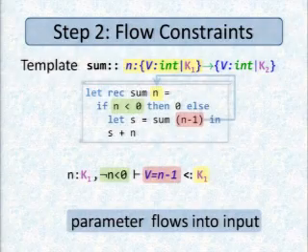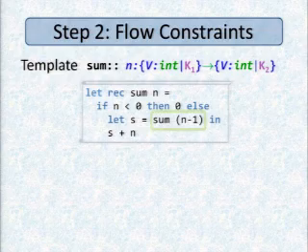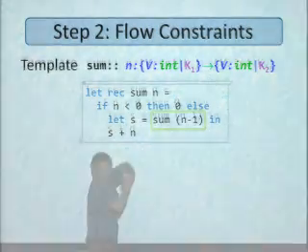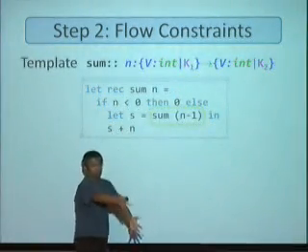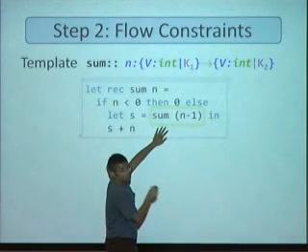Okay, so that's the second value flow constraint. Parameter flows into input. And now what we're going to do is look at this: the output of this call is going to flow into S, and that's going to flow into the output, right? So let's just look at what the type of this expression is going to be.